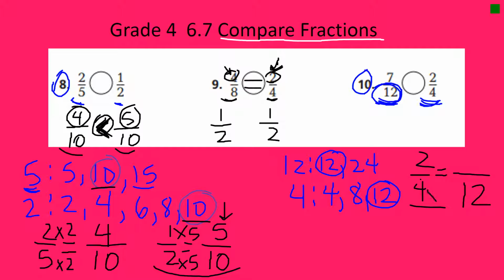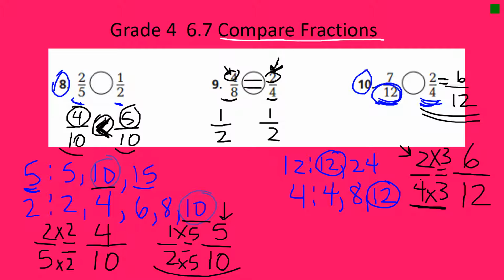So 4 times what is 12? Times 3, right? And what do we do to the numerator? Make it 3 times bigger, because we made the number of pieces 3 times bigger. We have to make the number of parts we're talking about 3 times bigger. So we have 2/4 equivalent to 6/12, right? You probably thought of that because of the half situation, right?